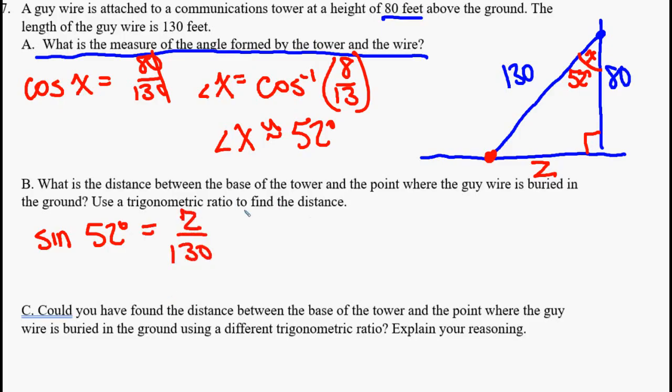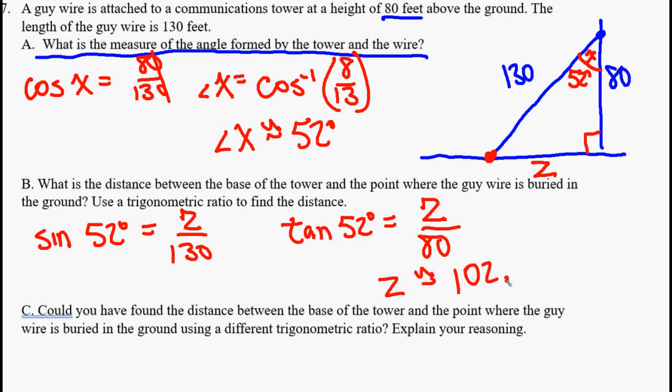Again, our alternate way to do this, we could also have done a tan of 52. Tan of 52 is equal to opposite z over adjacent 80. Both of these are pretty straightforward, pretty easy to punch into the calculator, and this is going to turn into about, z is approximately 102.4 feet. 102.4.